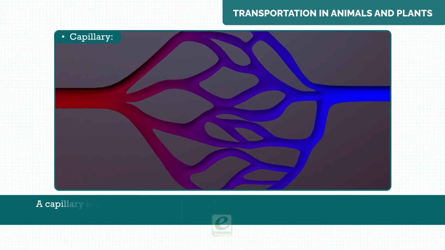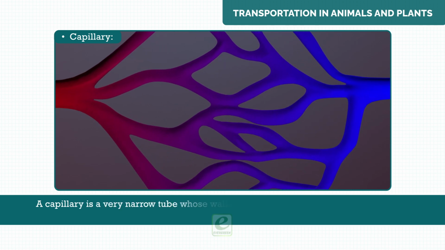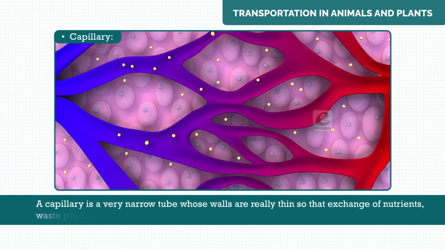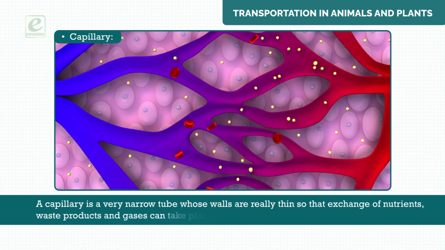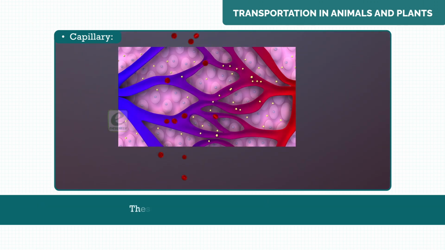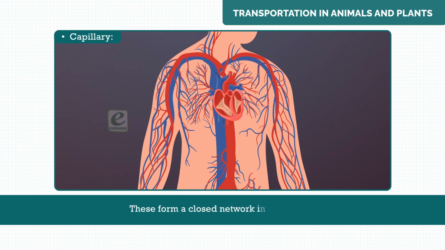Capillary. A capillary is a very narrow tube whose walls are really thin so that exchange of nutrients, waste products and gases can take place between the blood and body fluids. These form a closed network in the organs.